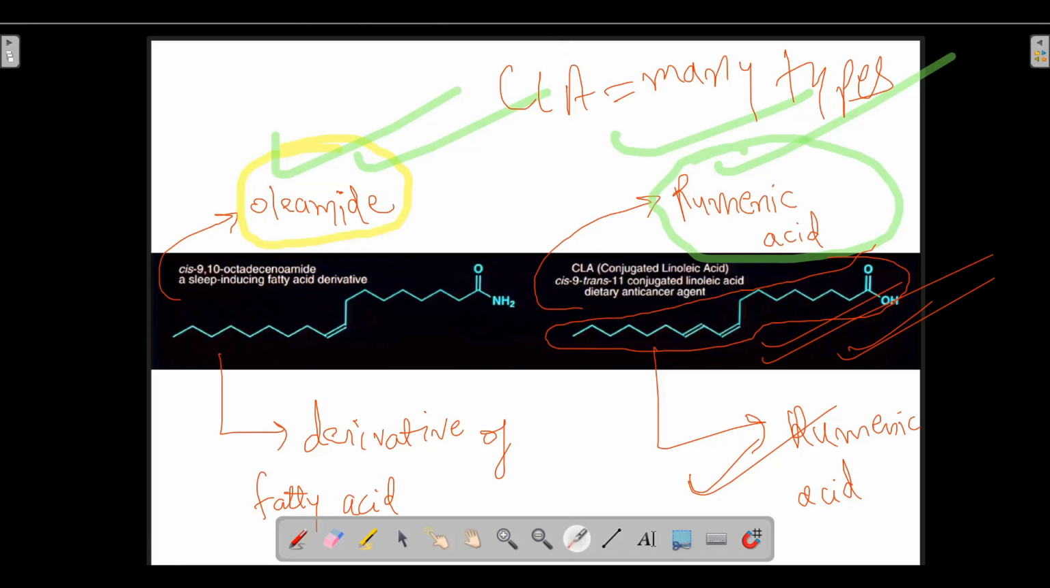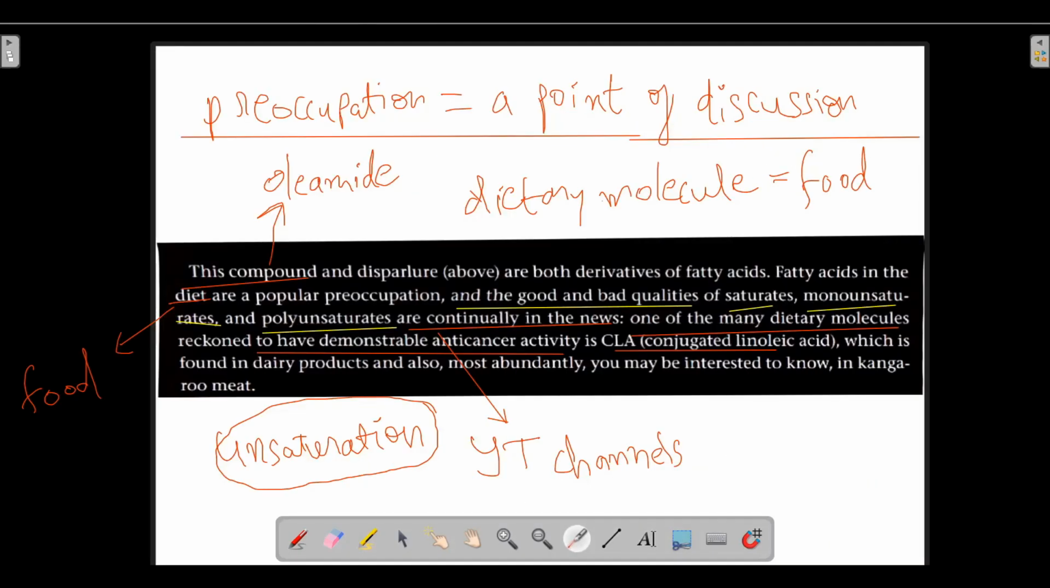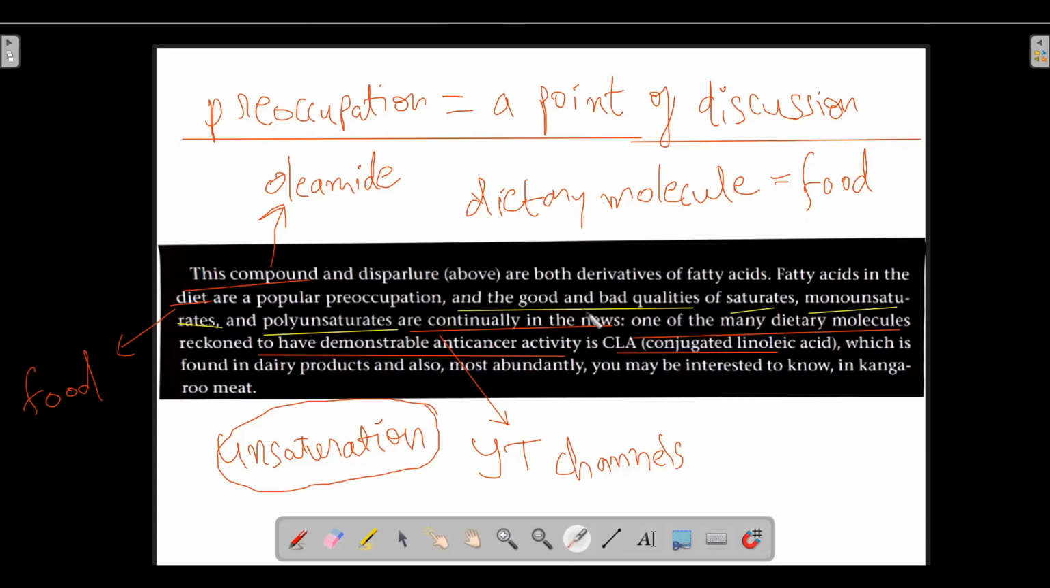Okay, the word is not given in the book. In the Clayden book, the word rumenic acid is not given. But keep in mind that the structure which has been drawn in Clayden's book is rumenic acid. Although the author has not written it there, keep this in mind.